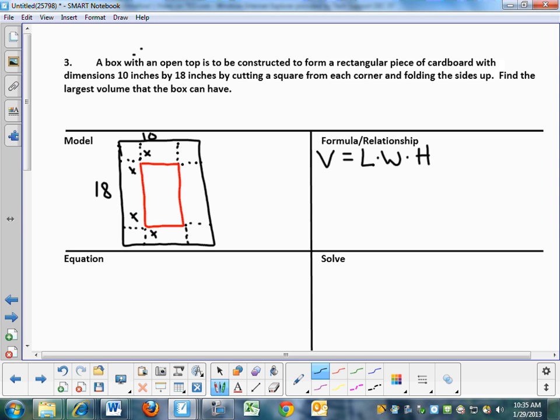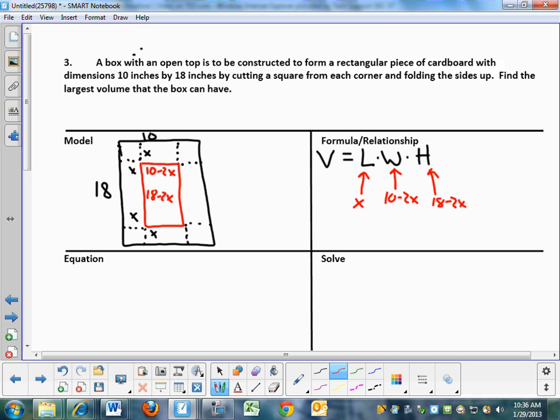Somebody spoke up. Andrew, what do you see? Good. So right here, you can see that whatever you're going to fold up here, this length is going to be 10, but you're going to subtract an X from each side, right? And then this is 18, but you're going to minus 2 X's there. So your width is going to be 10 minus 2X. Your height is going to be 18 minus 2X. Your length is X.